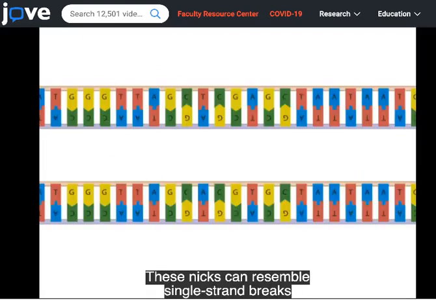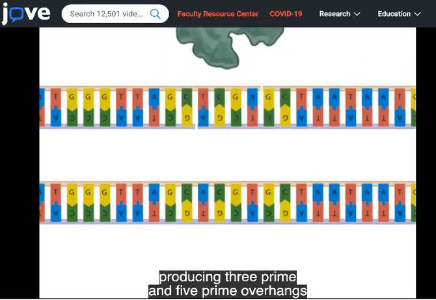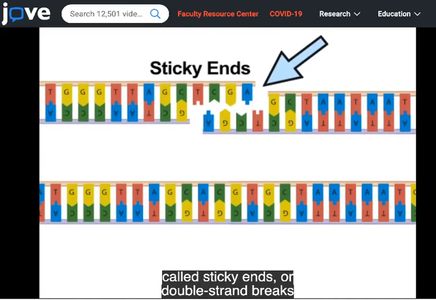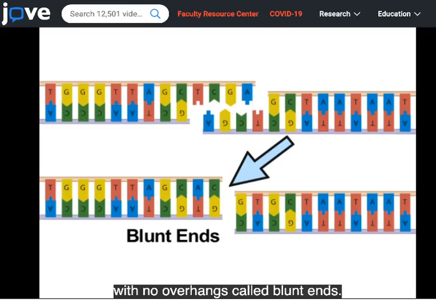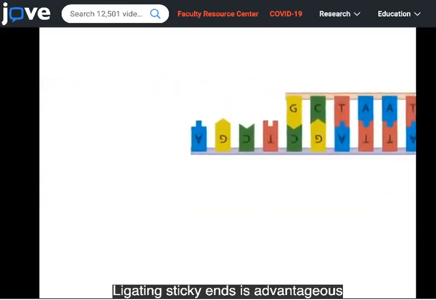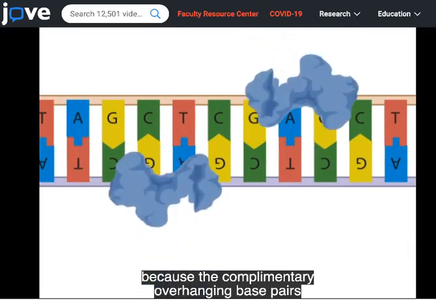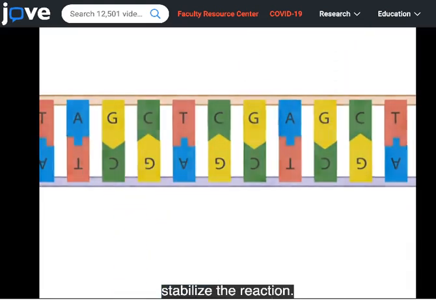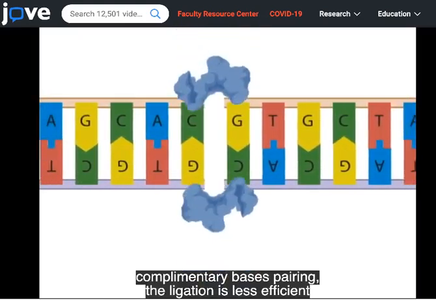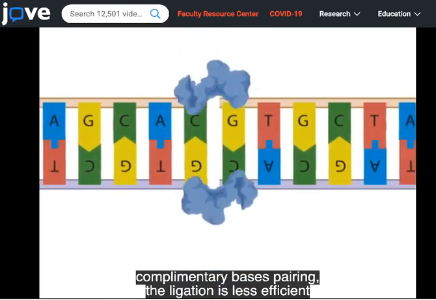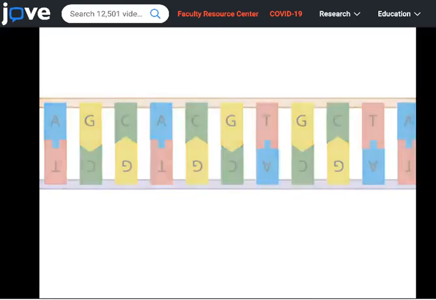These nicks can resemble single-strand breaks producing 3' and 5' overhangs called sticky ends, or double-strand breaks with no overhangs called blunt ends. Ligating sticky ends is advantageous because the complementary overhanging base pairs stabilize the reaction. Because blunt end ligations don't have any complementary base pairing, the ligation is less efficient and more difficult for the enzyme to join the ends.